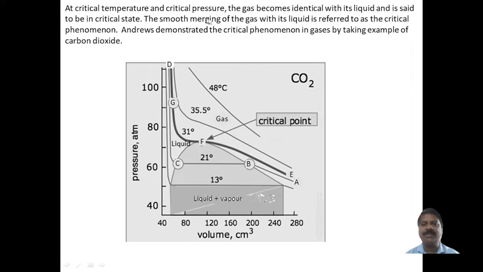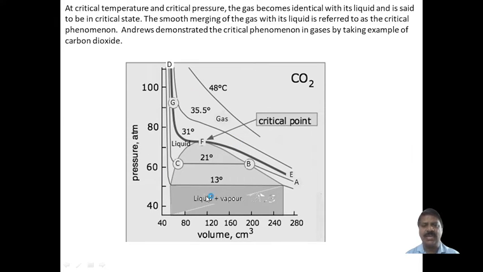At critical temperature and pressure, the gas and liquid become identical. We cannot say whether it is in the liquid state or the gaseous state. That identical behavior state is called the critical state. The smooth merging of the gas with its liquid is referred to as critical phenomena. Andrews demonstrated the critical phenomena in gases by taking the example of carbon dioxide gas.